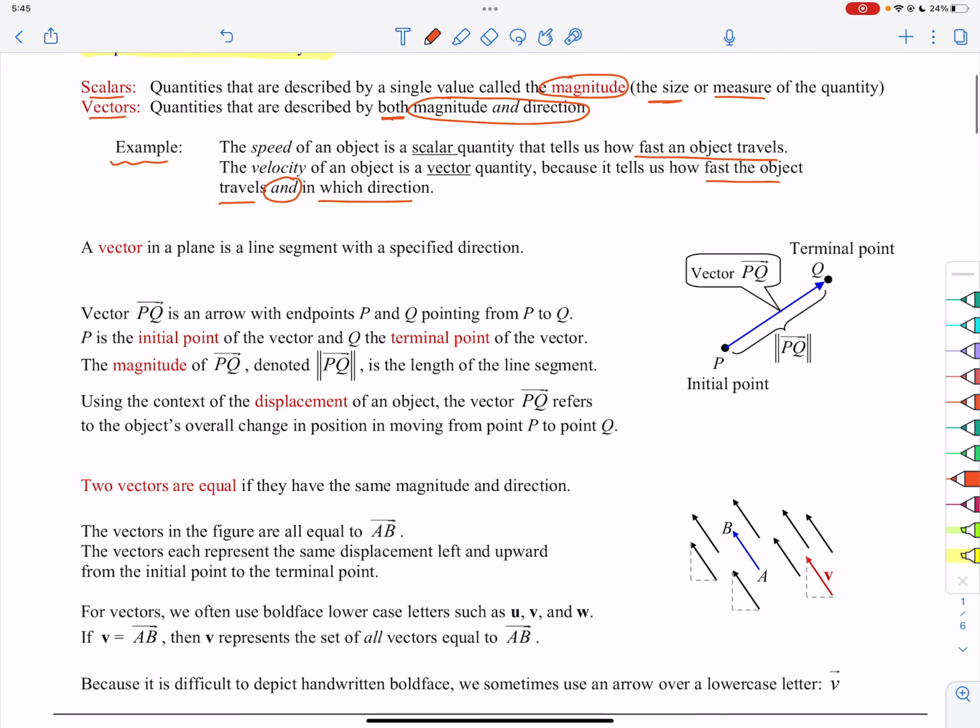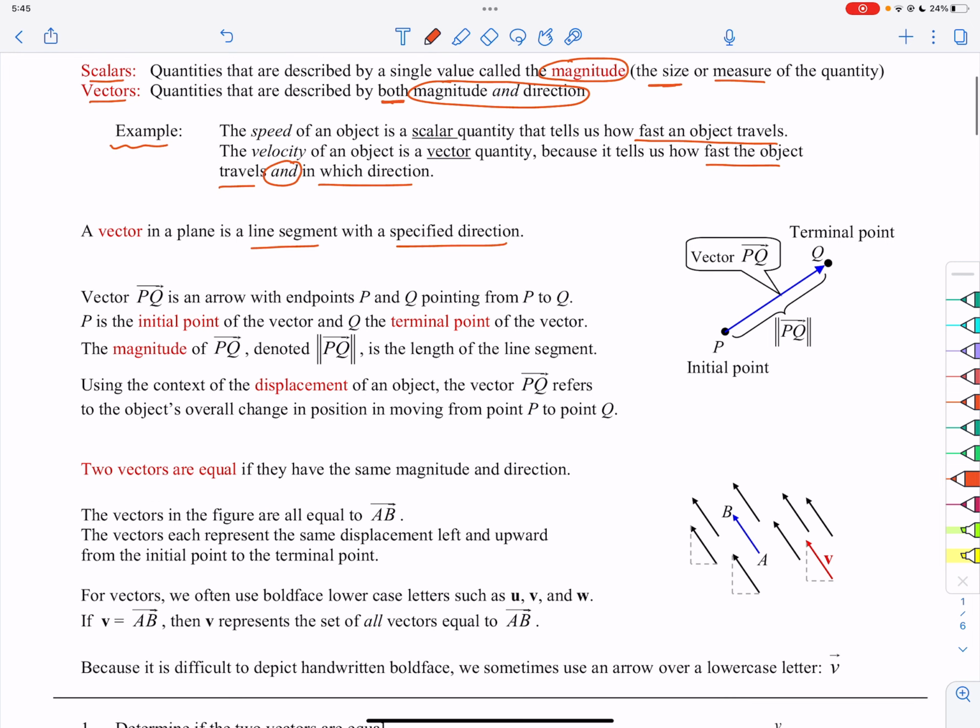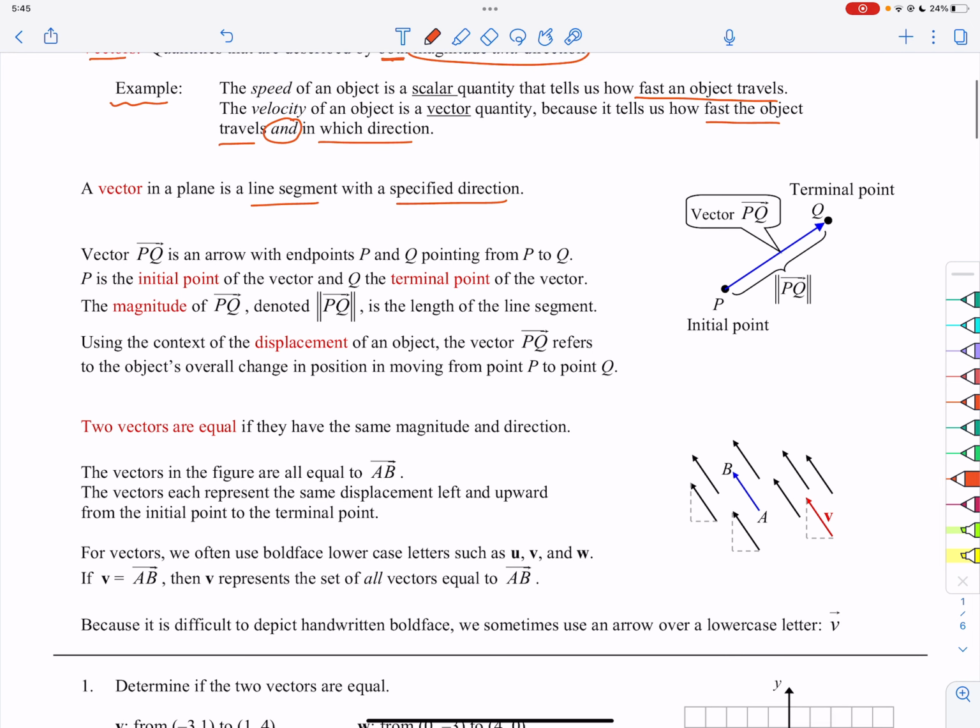So a vector in a plane is a line segment with a direction. So you're given a specific direction with a line segment. So looking over to the right, we have vector PQ. And as you can see, there are endpoints P and Q. The endpoint P is the initial point, and the endpoint Q is the terminal point. How can you tell that? By this arrow right here. And that's how you know the terminal point.